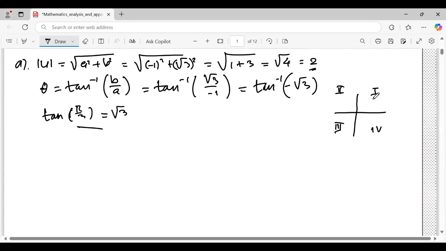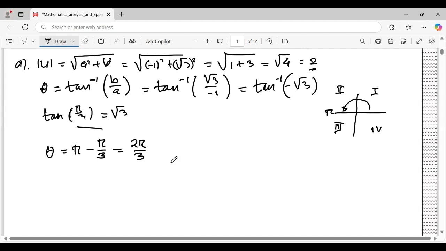The first quadrant is from 0 to pi half, and the second quadrant is from pi half to pi. So the argument theta equals pi minus pi third, and it is 2 pi third, because 3 over 3 minus 1 over 3 equals 2 over 3.